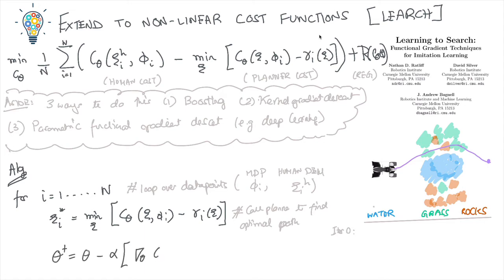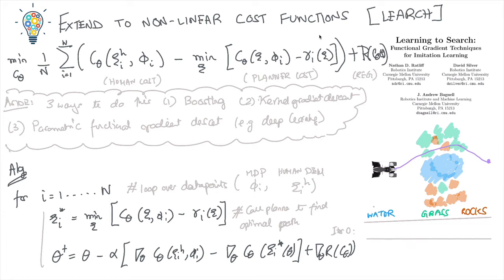Now we update our cost function parameter theta by taking the gradient of the human trajectory and subtracting from it the gradient of the optimal trajectory, and also taking the gradient of the regularizer. Basically, bump down the human trajectory and bump up the planner trajectory. Okay, so let's run this algorithm in our example. Let's say we began with water being very cheap. So we plan a trajectory that goes straight through the water.